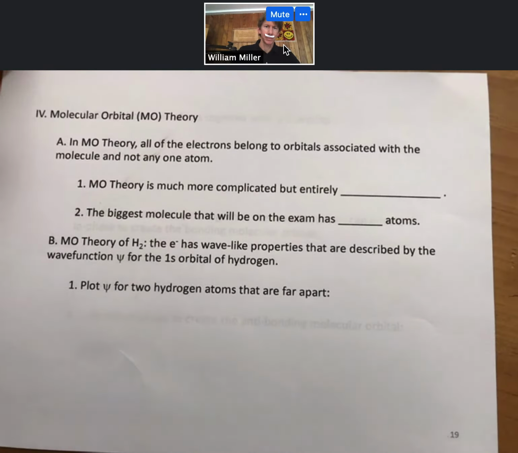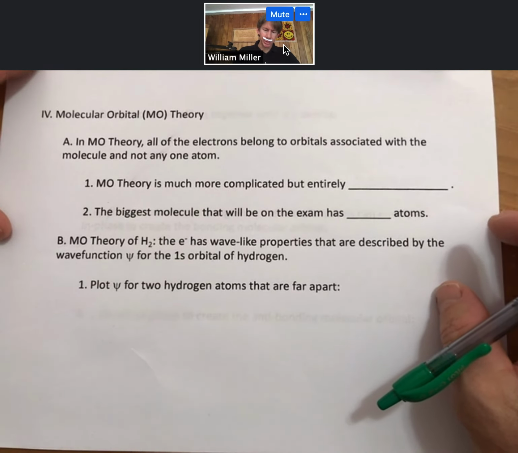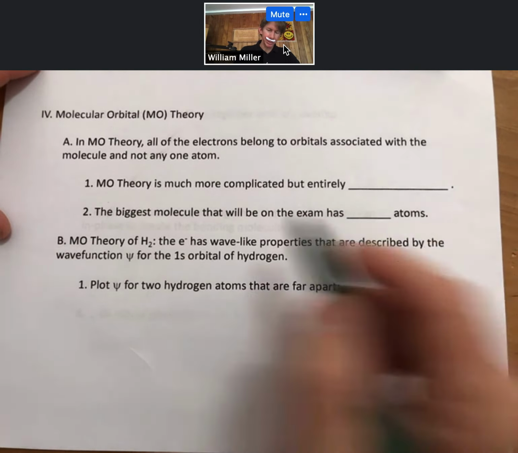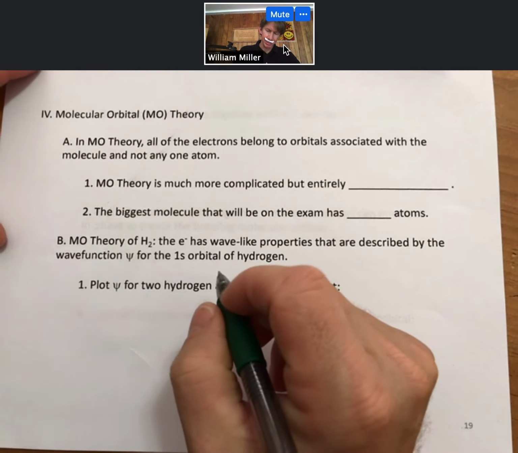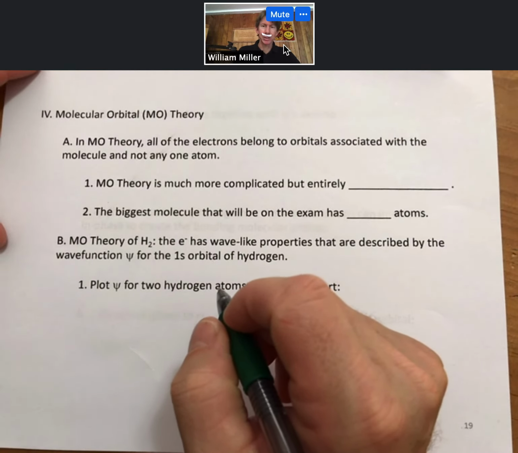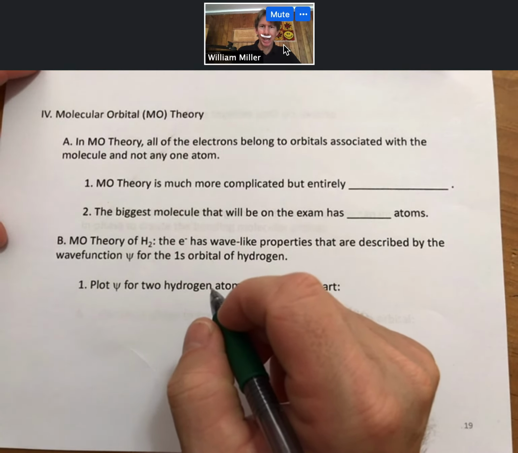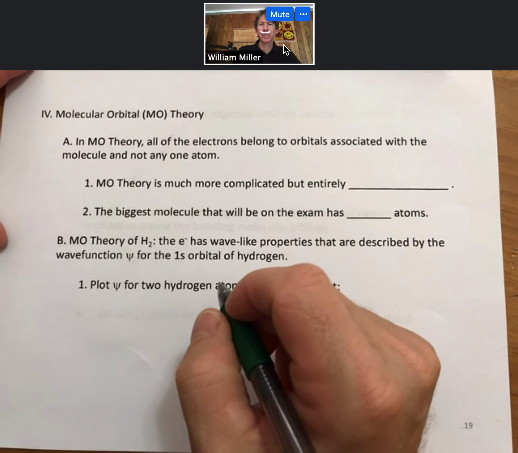Now let's talk about molecular orbital theory, or MO theory. In this theory, all of the electrons belong to orbitals associated with the molecule and not any one atom. And that's an important distinction.